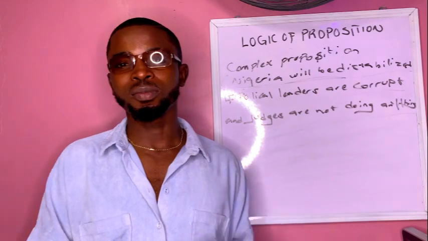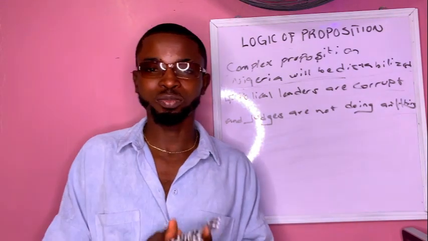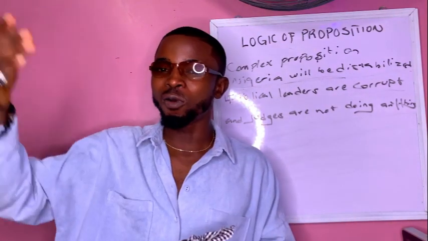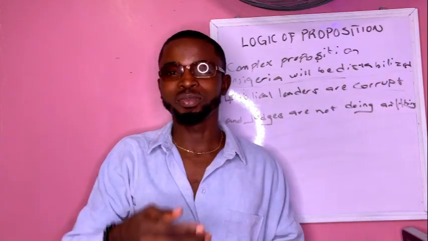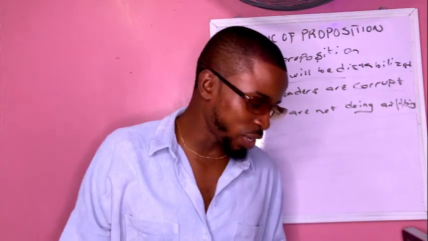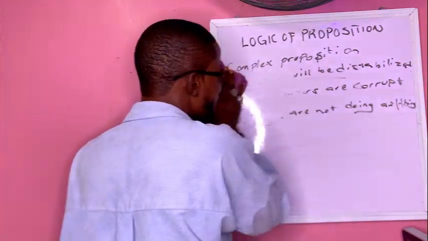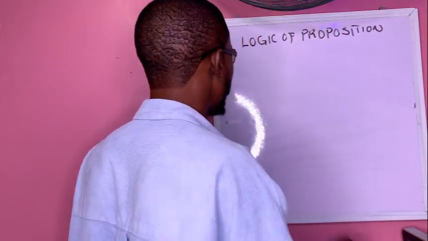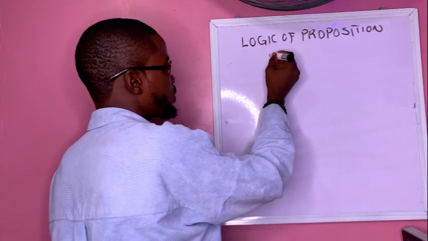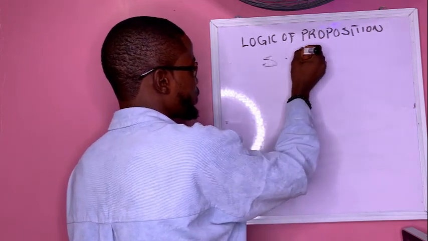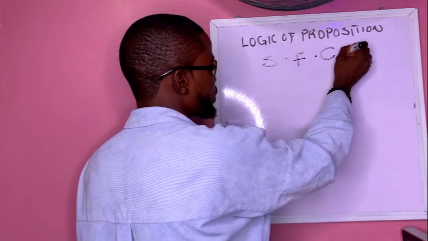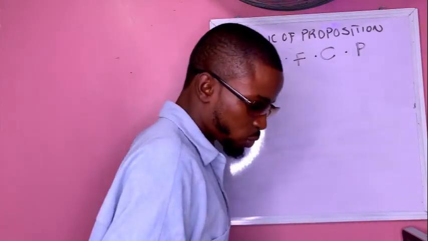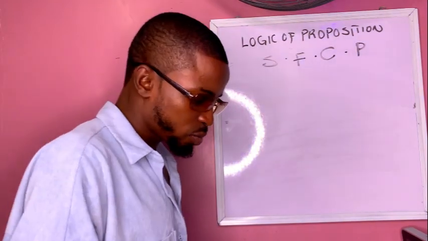Then we talked about the complex proposition. A complex proposition is a proposition that contains a compound proposition as a component. So let's say three in one. So let's go to the next type of propositions that we'll be talking about. We call them standard form categorical propositions. So what is a standard form categorical proposition?